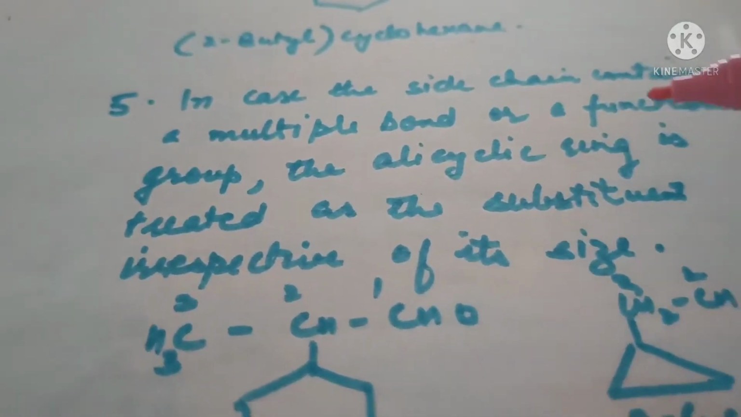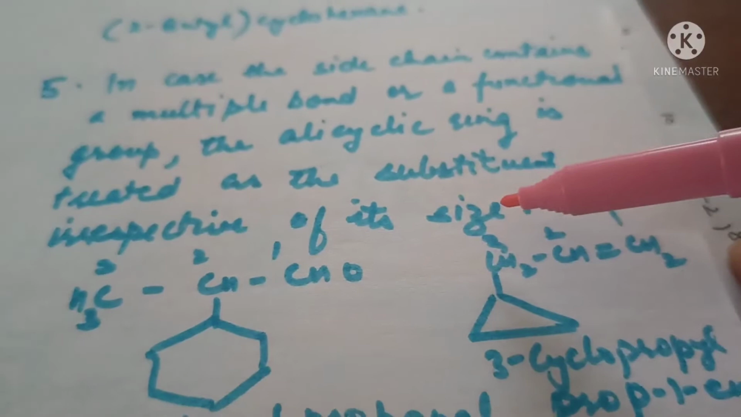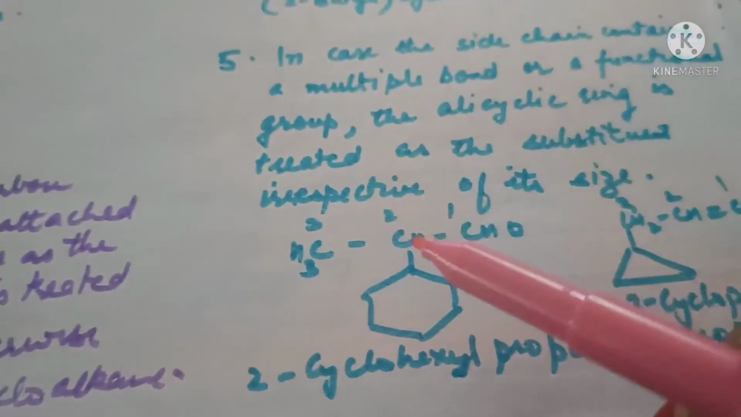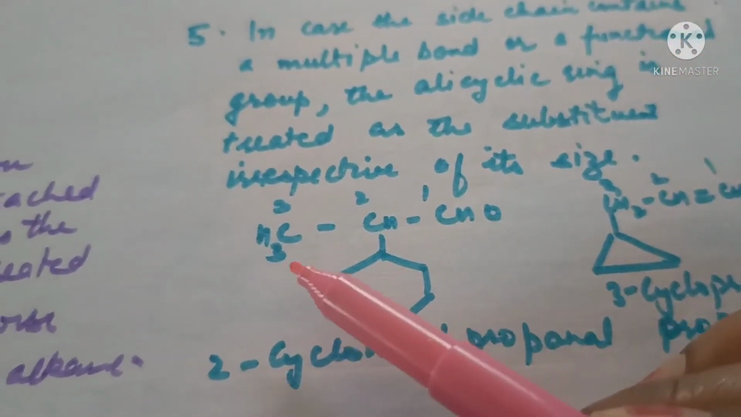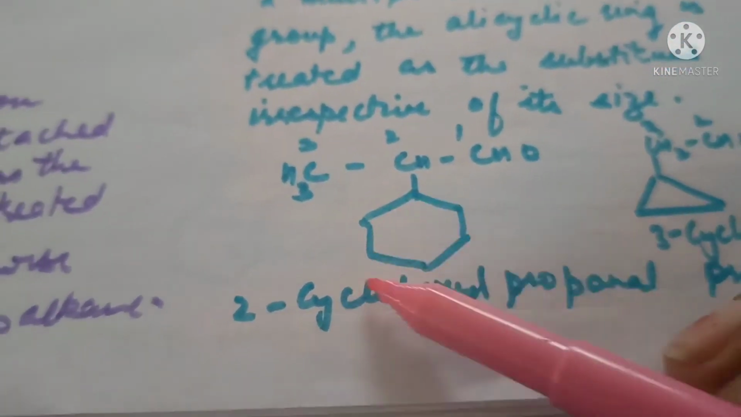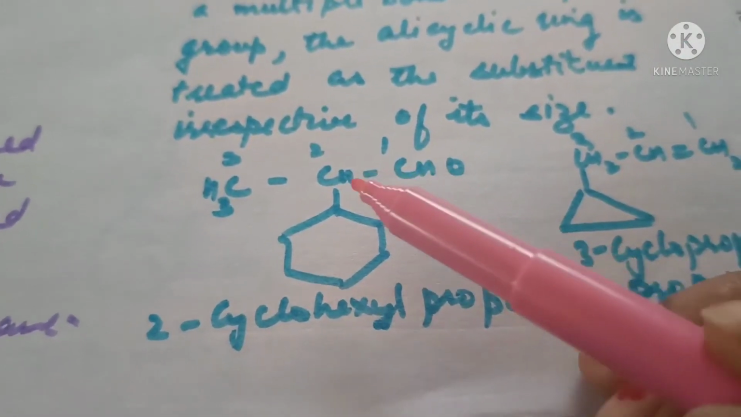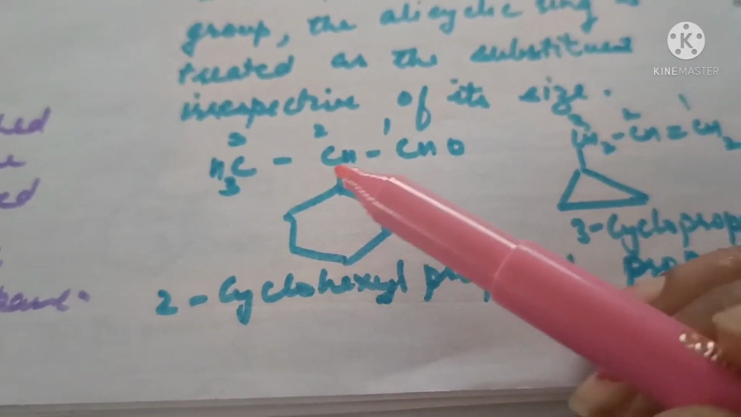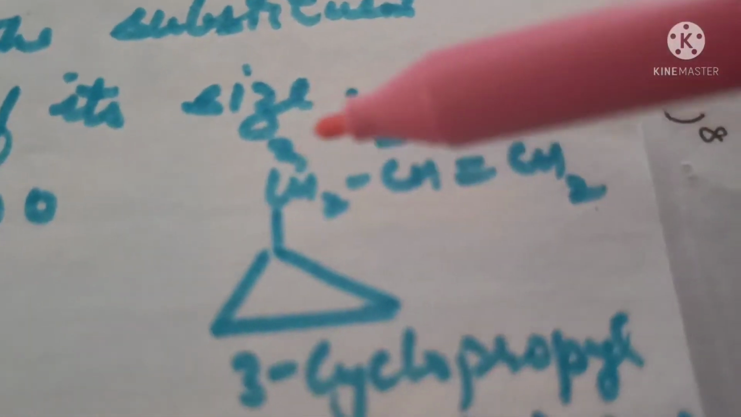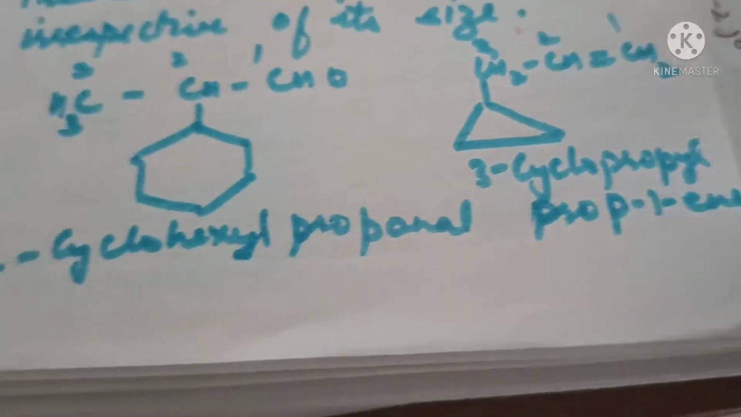In case the side chain contains a multiple bond or a functional group, the alicyclic ring is treated as the substituent irrespective of its size. So even though this contains 3 carbon atoms and this one contains 6 carbon atoms, this will be considered as substituent because a functional group is present in this chain. So the name will be 2-cyclohexyl propanal. Then this compound will be 3-cyclopropyl prop-1-ene.